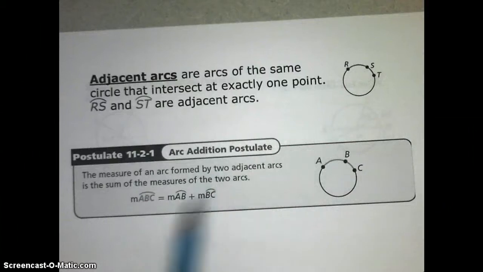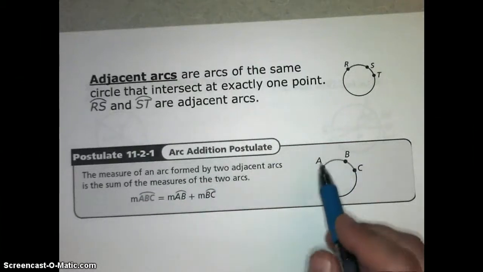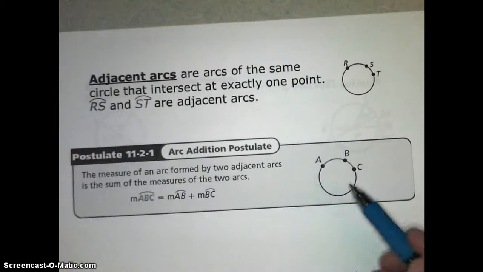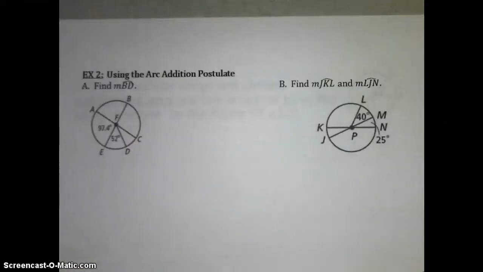So we have our arc addition postulate. The measure of arc ABC is the sum of the measures of arcs AB and BC separately. So let's take a look at example 2 using our arc addition postulate. Here's what we're told to find.